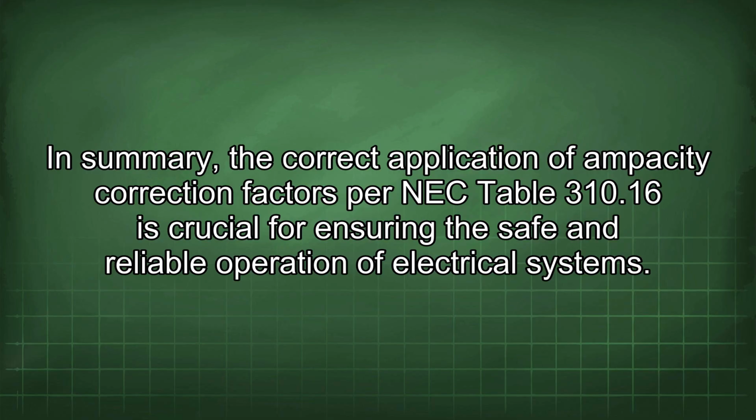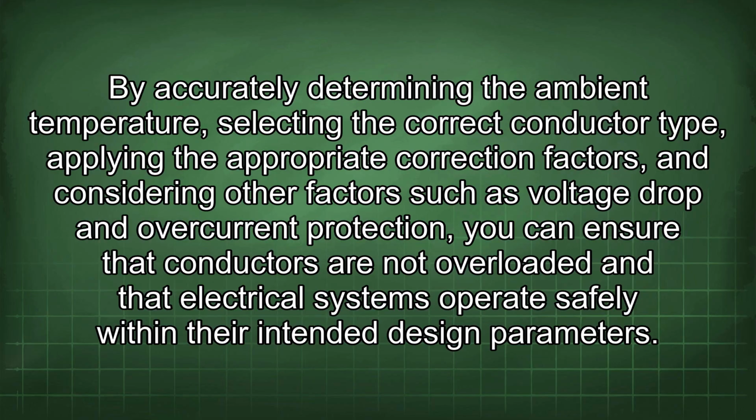In summary, the correct application of ampacity correction factors per NEC Table 310.16 is crucial for ensuring the safe and reliable operation of electrical systems. By accurately determining the ambient temperature, selecting the correct conductor type, applying the appropriate correction factors, and considering other factors such as voltage drop and overcurrent protection, you can ensure that conductors are not overloaded and that electrical systems operate safely within their intended design parameters.